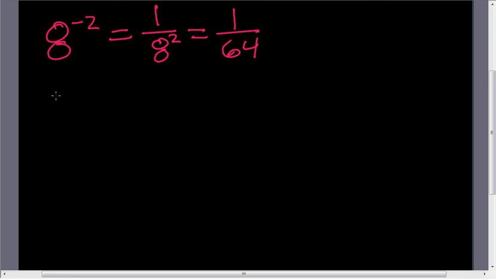Okay, try again. Like 3 to the negative 3. Well, the negative just means it's on the bottom of a fraction. And you figure that out. 3 times 3 times 3 is 27.